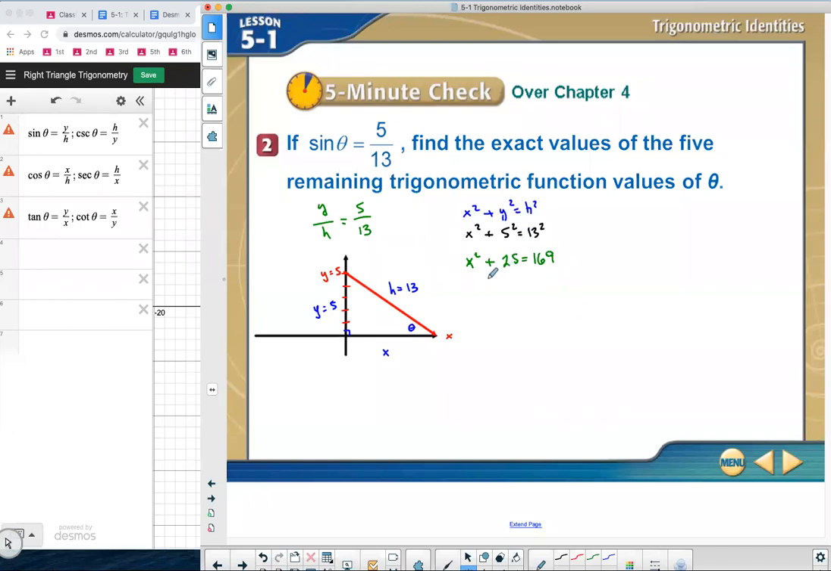And so to solve this, I need to isolate the x, which means I need to subtract 25 to get rid of that plus 25. And so x squared would equal, this is 144. And then again, we take the square root. And this time, since this is not a real diagram, we should have plus or minus, because my diagram might not be accurate. Maybe this triangle should go left. We don't know that. So it should be plus or minus 12.